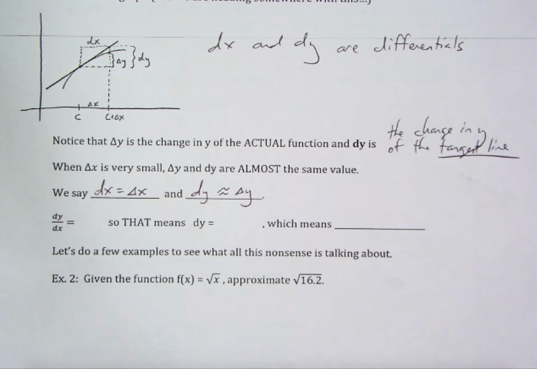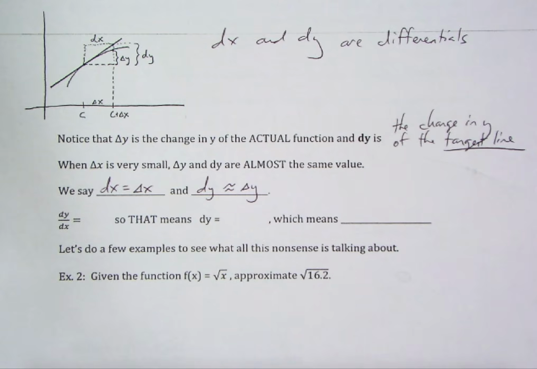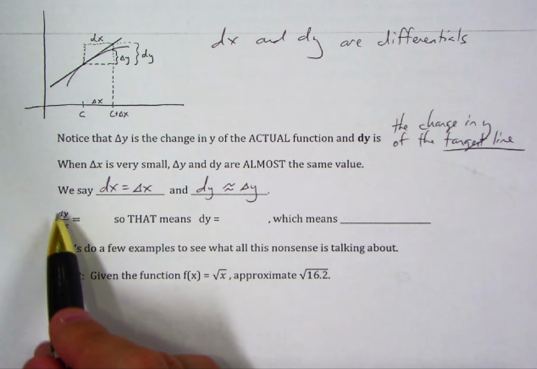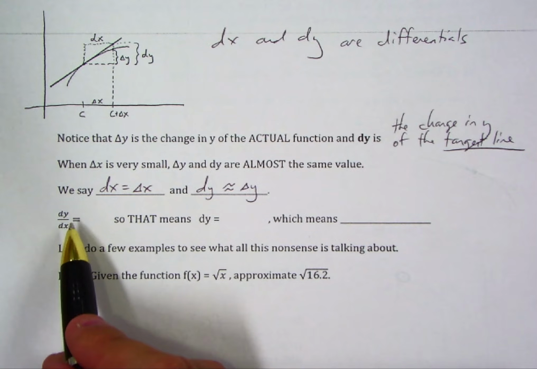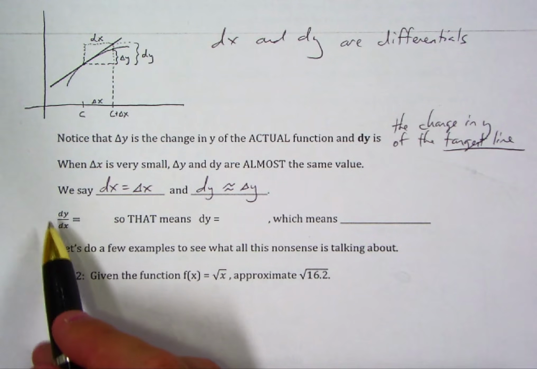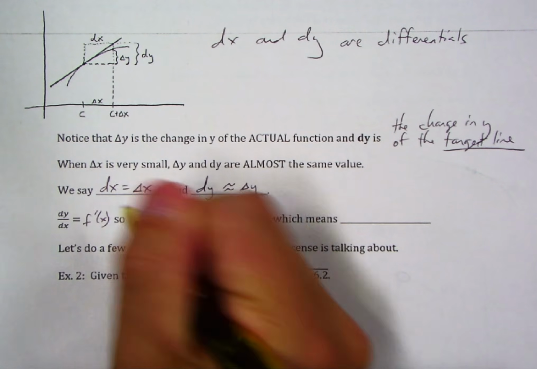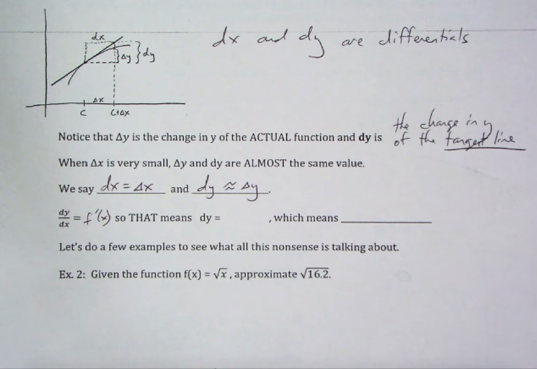So here's where the notation comes into play. And if your head is spinning, that's okay. Just bear with me through the last couple of lines here. All right? dy dx is another notation for a derivative. We've come across this a good amount. This is the same thing as f prime of x. Okay? dy dx is the same thing as f prime of x.